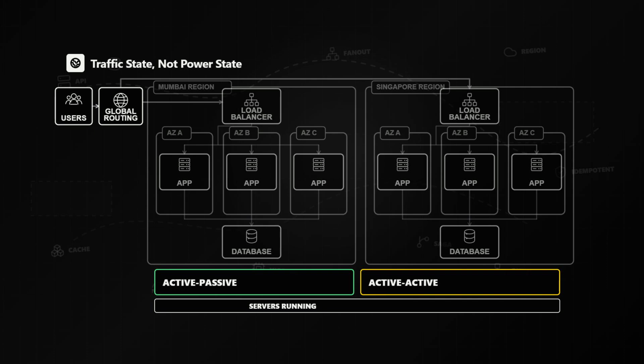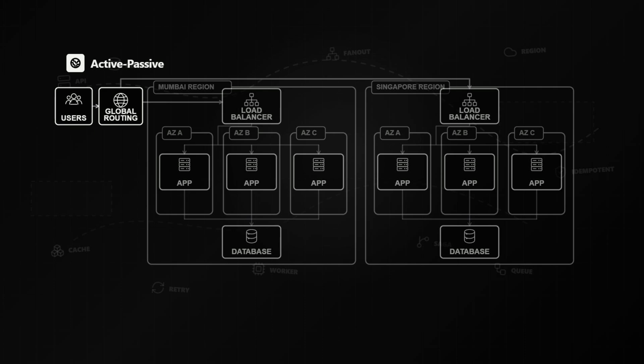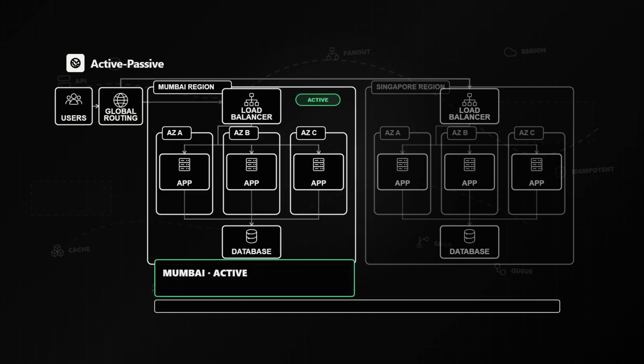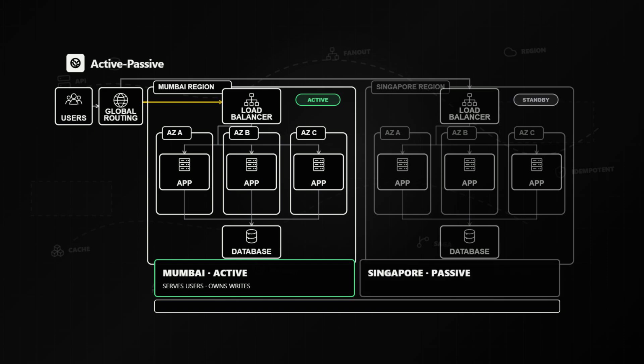A passive region can still run servers, replicate data, and perform health checks. It is passive because it does not serve the main production workload. Let us begin with active-passive. Mumbai is active, so users are routed there and production rights are committed there. Singapore is passive. It keeps infrastructure ready and receives replicated data, but normal customer traffic does not depend on it. Singapore is a prepared replacement rather than a second serving destination.